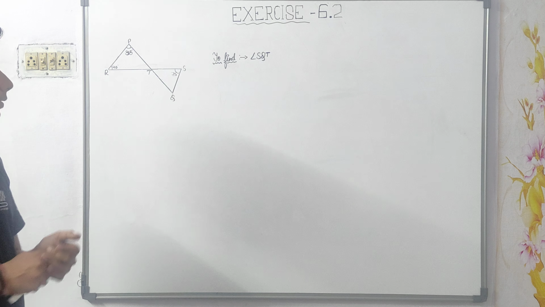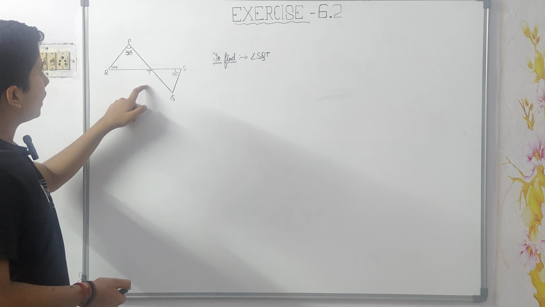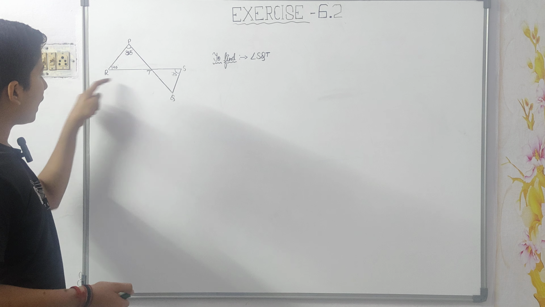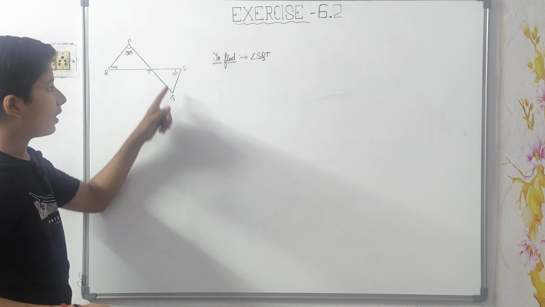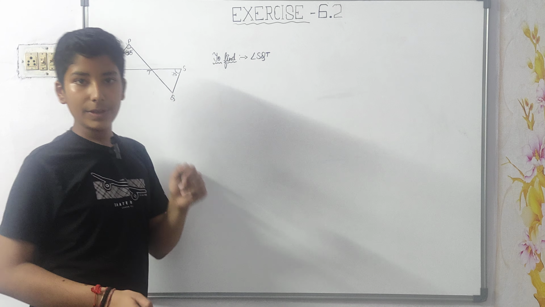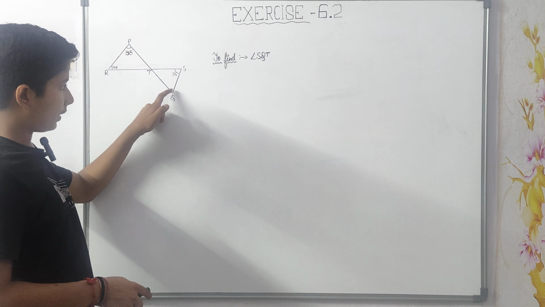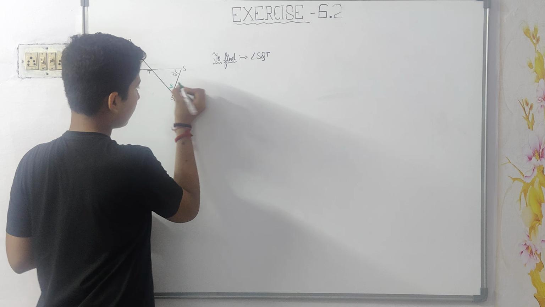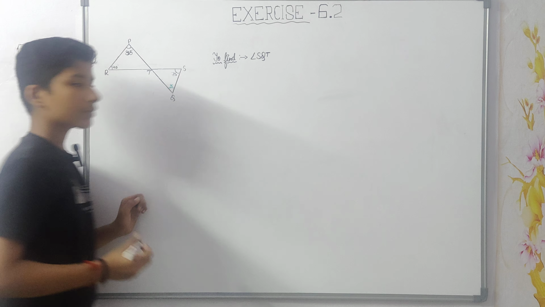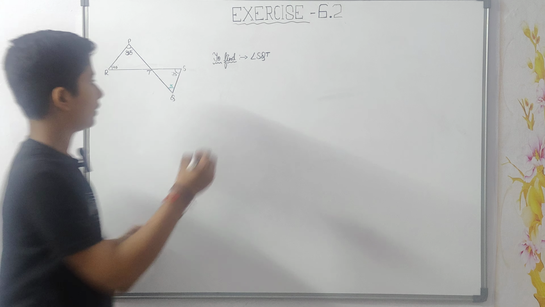So let's start. The angle RPQ is given 95 degrees, PRT is given 40 degrees, TSQ is given 75 degrees, and we have to find the angle SQT, this one angle. Let me mark it. So how will we solve it? Firstly, we will have to find out PTR.